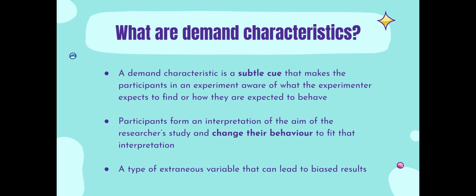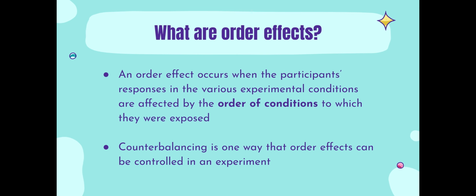Then we move on to demand characteristics, which are subtle cues in an experiment that tell participants what the researcher expects. When participants pick up on these cues, they might change their behavior to match what they think the study is about. This is problematic because it's a type of extraneous variable that can distort the results, making the findings less reliable. Closely tied to that is the idea of order effects.